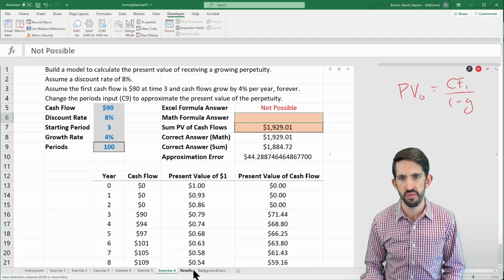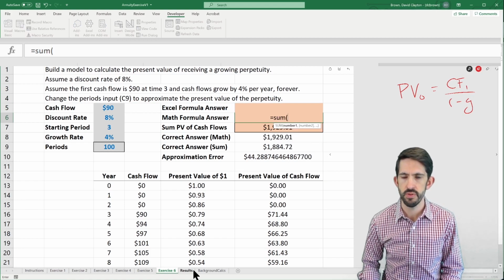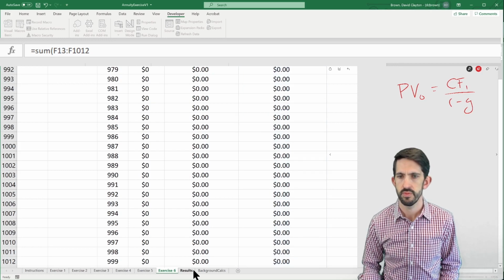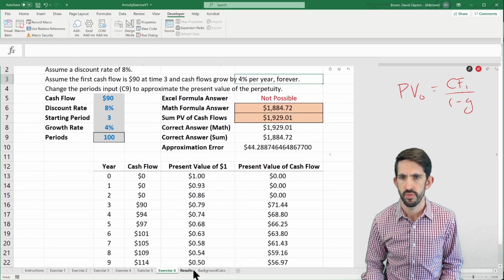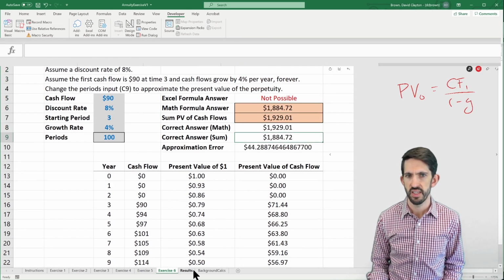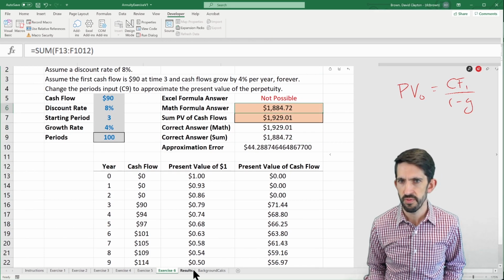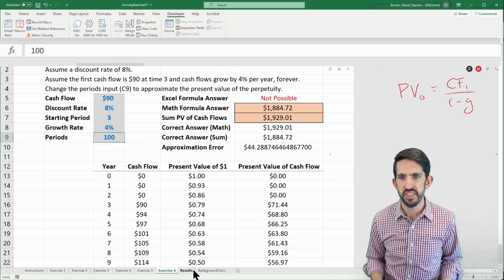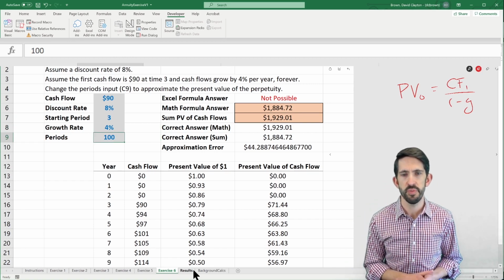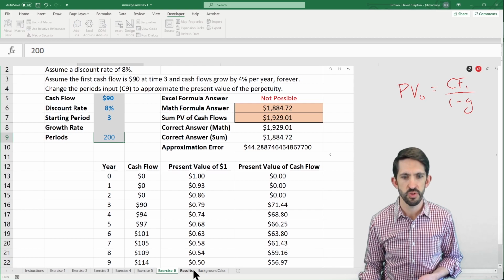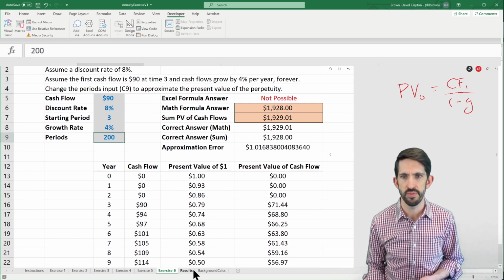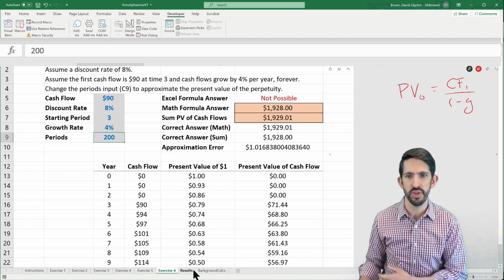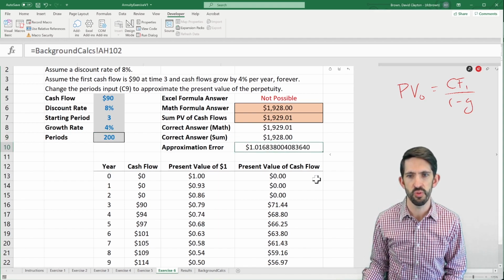And let's make sure we can verify that answer that we had before. Let's go ahead and sum the present value of all these cash flows. And there we see that the correct answer very closely matches our math formula. All right, so now let's see what happens as we actually extend the number of periods. Let's say we go to 200 periods, for example. At 200 periods, we get much closer in our approximation. Right? The approximation error is only $1.